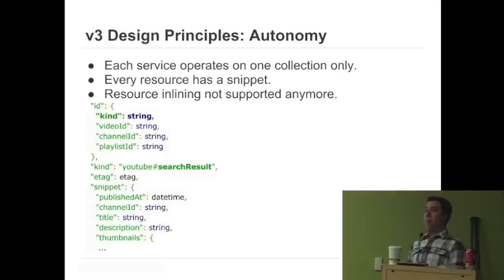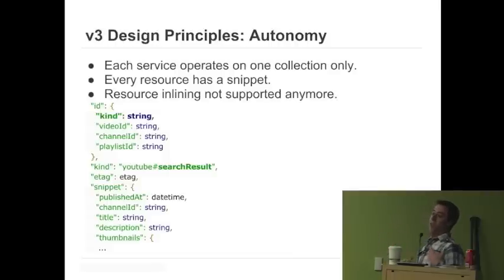Autonomy is the other big one, which has a good side of the coin and a bad side of the coin. It's no perfect answer to this one, unfortunately. And it's also different from V2. Like on V2, we approached this differently. So in V3, every single service operates on one collection only, and not more. So in V2, every single service could operate on the same resources as other services.